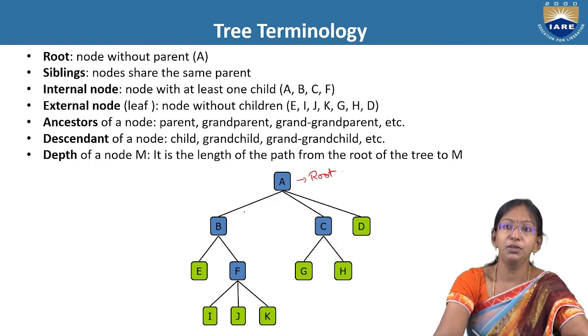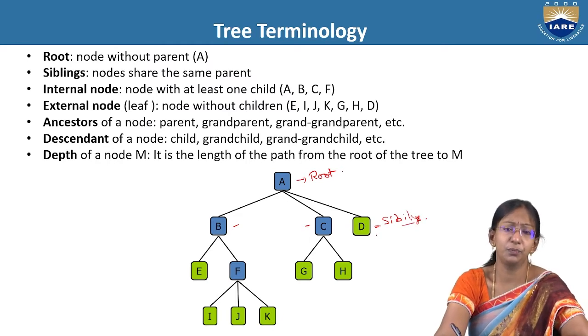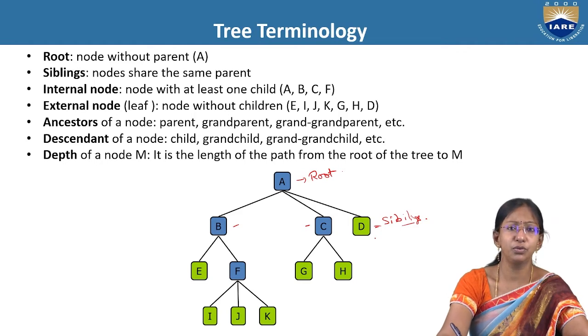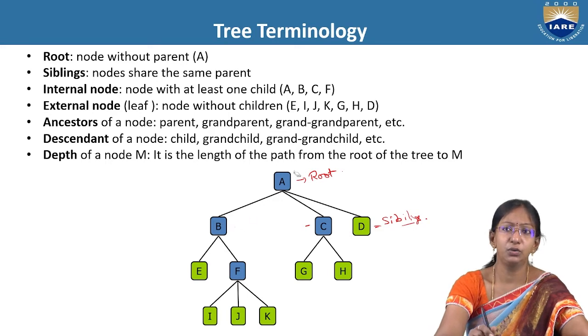Okay, coming to B, C, and D. They are children of A, and they are also known as siblings. In general English also we call brothers and sisters from the same parents siblings, right? If someone asks you who your sibling is, you're going to name the sister or brother who lives with you, right? Siblings. Coming to the terminology internal node.